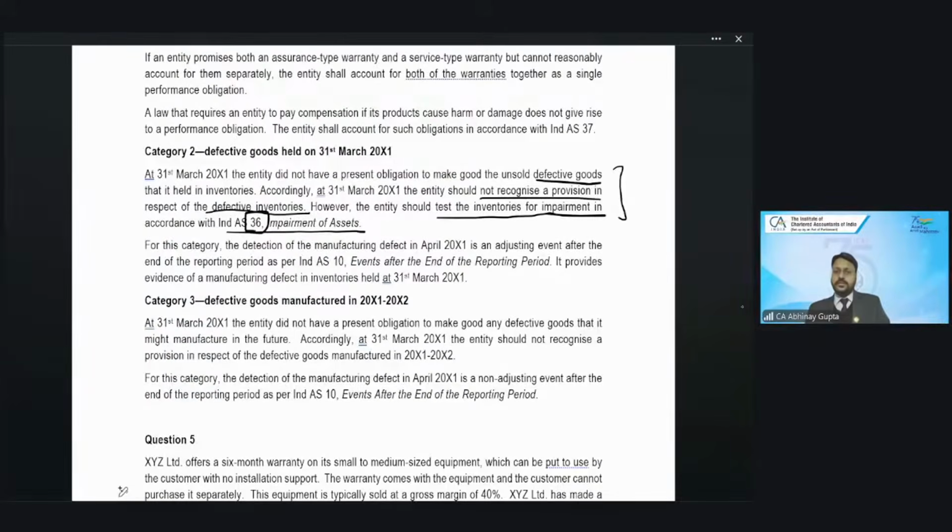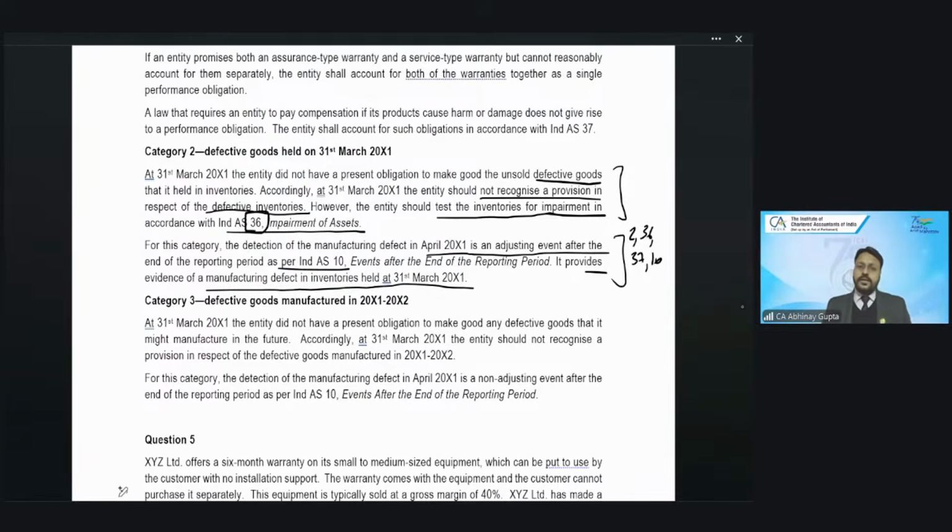Under Ind AS 36, right? To see if there is any impairment loss as well. For this category, the detection of the manufacturing defect in April 2001 is an adjusting event after the end of the reporting period as per Ind AS 10, and hence it provides evidence of a manufacturing defect in the inventories held at 31st March 2001. Right? So there is an interplay of Ind AS 2, Ind AS 37, Ind AS 36, as well as Ind AS 10. So 2, 36, 37, and 10. Four Ind ASs are playing their respective roles here.